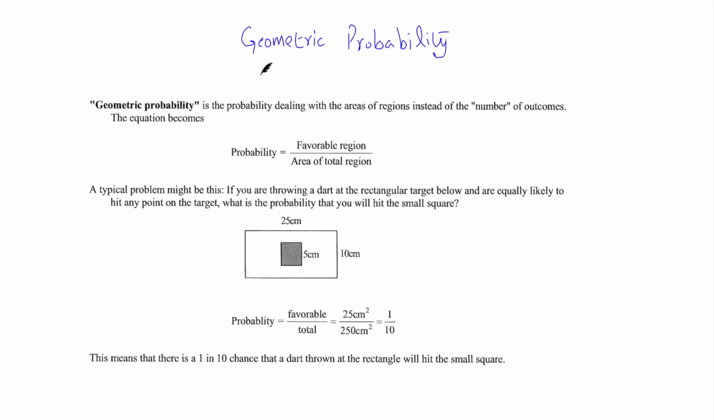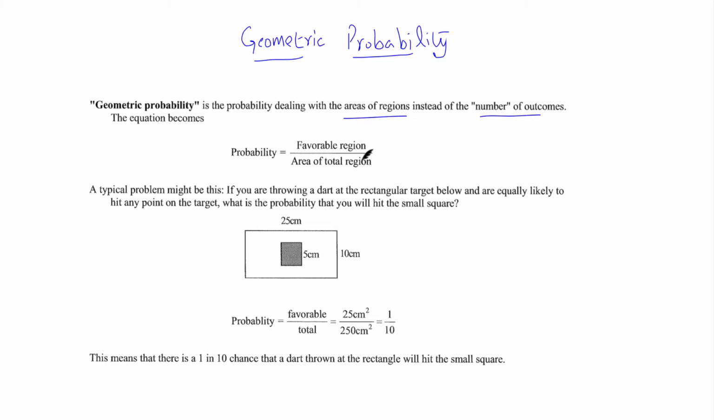Now that we have looked at simple probability, there's one other form of probability that you should be aware of. That's called geometric probability. So what exactly is geometric probability? As the term suggests, it is the probability in which we deal with areas of regions instead of the number of outcomes. So the formula looks something like this.